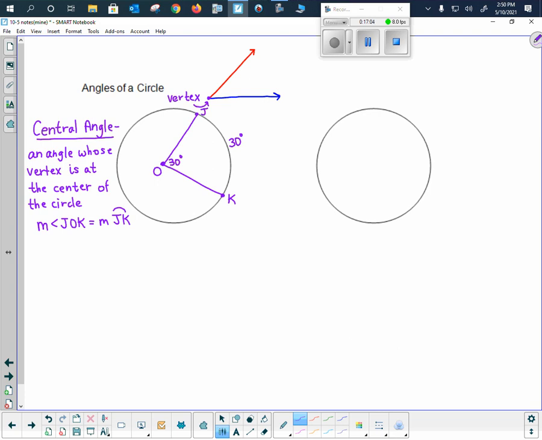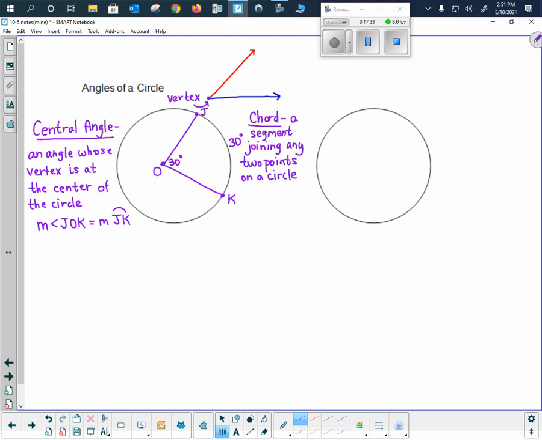Next, we need to learn about chords before I can give you this definition. Okay, so a chord is just a segment joining any 2 points on a circle.